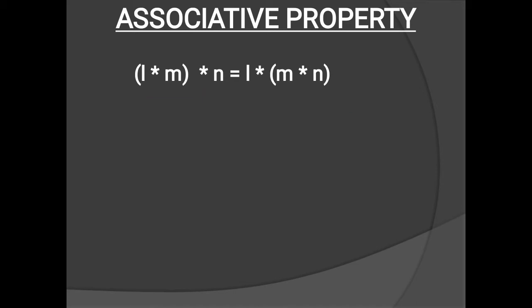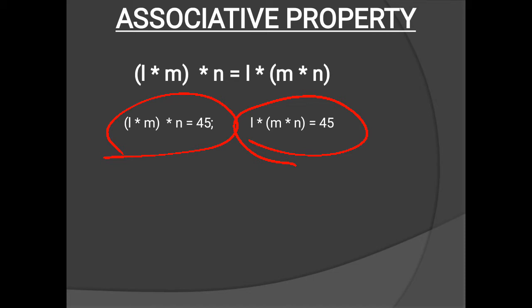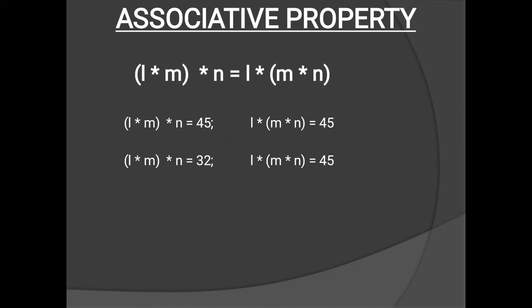So if L operation M operation N, grouping the first two gives me 45, and then grouping the last two also gives me 45, then the operation is associative. But if grouping the first two gives me a number, say 32, and then grouping the last two gives me a different one, say 45, then the operation is not associative.